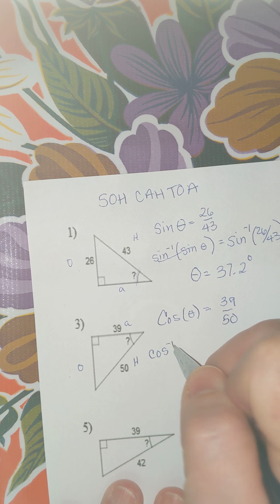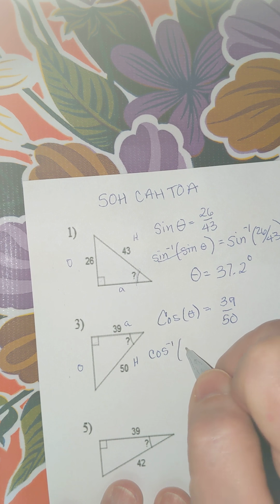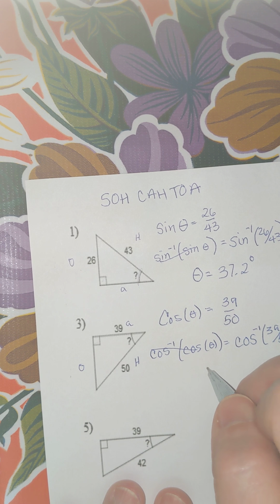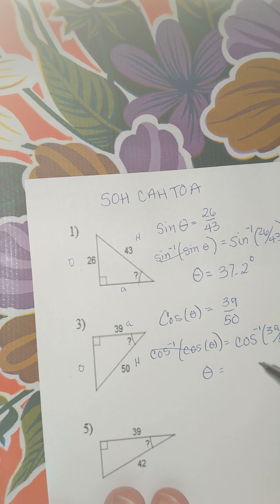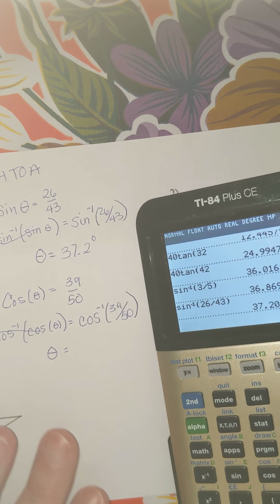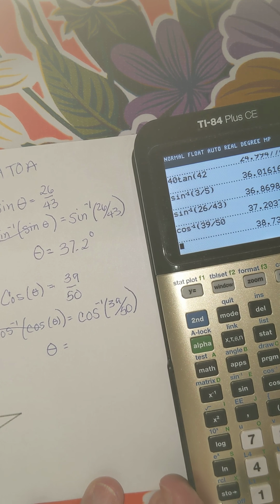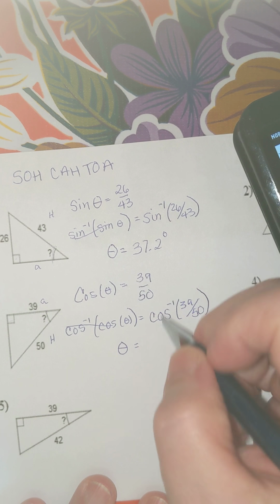So all three of our trig functions have an inverse. Put the parentheses around the theta. You can too. I mean, it's kind of like your choice whether you write it or not. 39 over 59. Oh, 50. Okay, my inverse undoes each other. All that I'm left with is theta. Here's my cosine button right here. There's the inverse right on top, so second cosine. 39 divided by 50. Put it in there, 38.7 degrees.